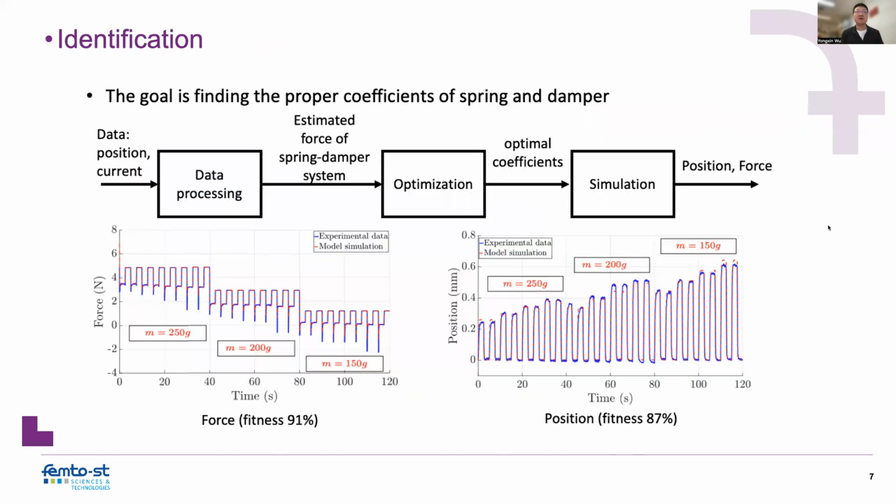First, we use the nonlinear identification toolbox to do the identification. We apply different voltage and different mass load to get the measurement data, and then we use the optimization procedure to get the parameters of the spring and damper.